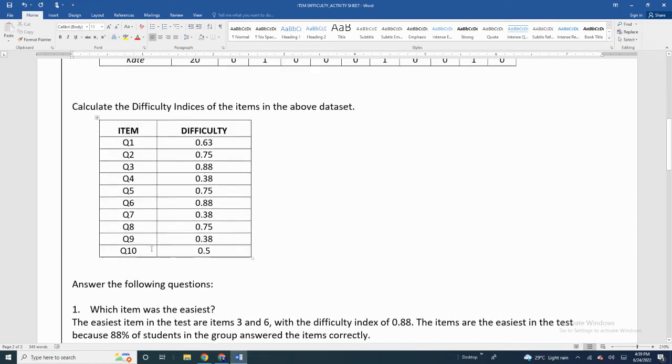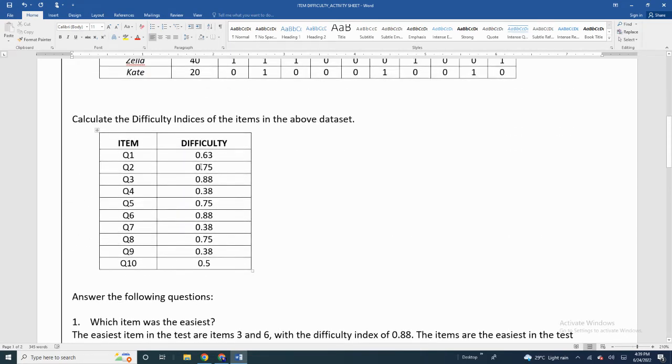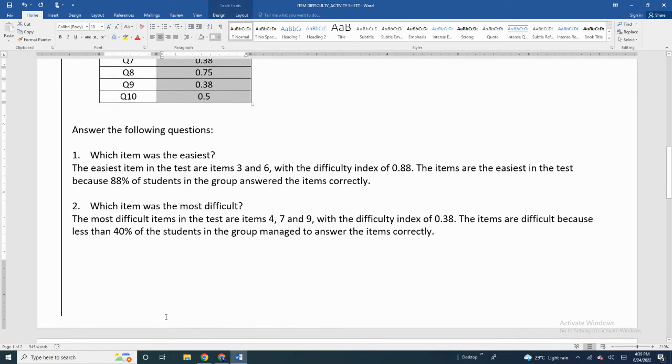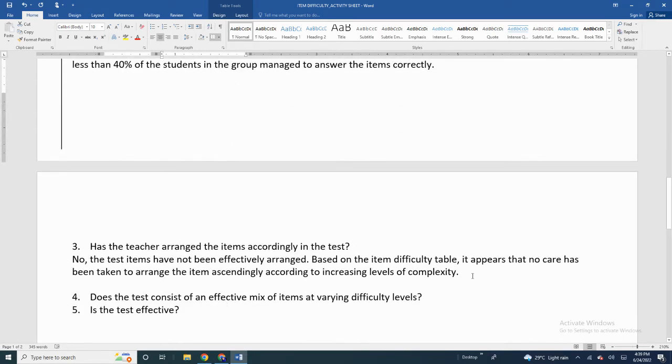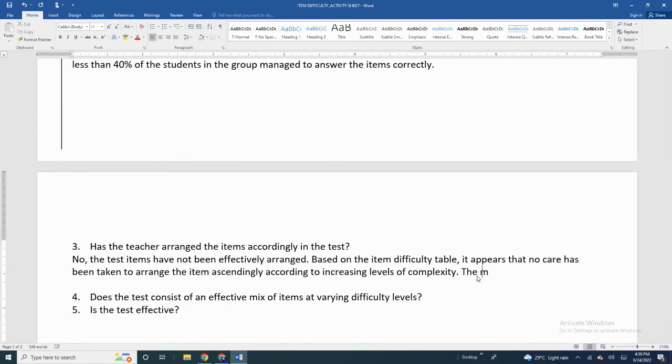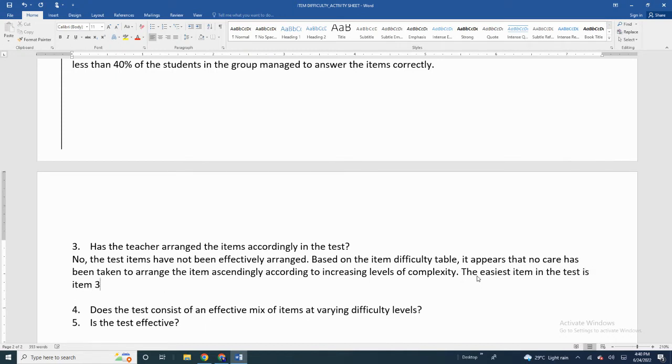All right, so you need to provide a bit of explanation with regard to the pattern of difficulty indices because our questions are still focusing on difficulty indices. Okay, the easiest item in the test is item 3, and the most difficult item in the test is placed as item 9.